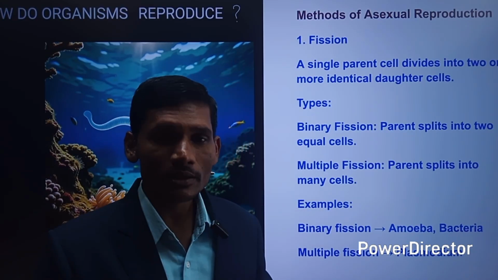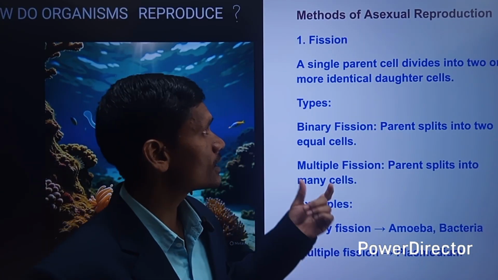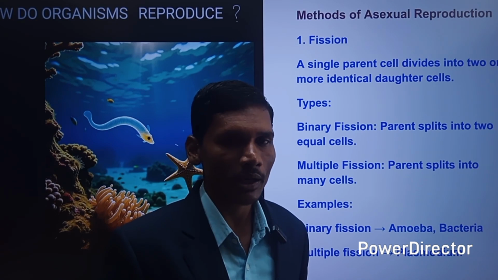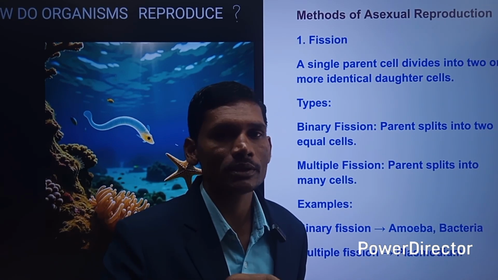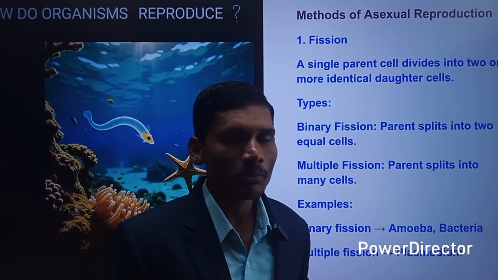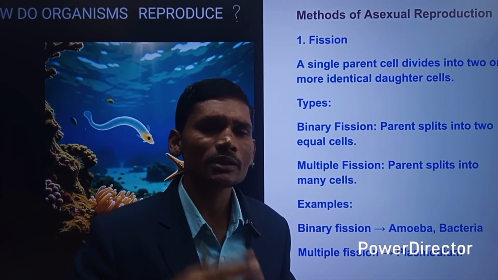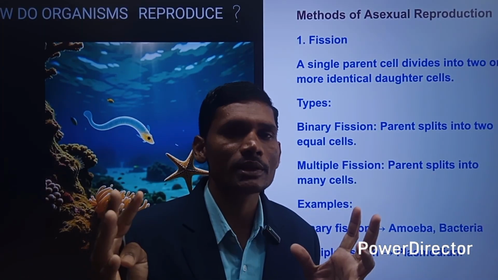Now, how does this reproduction take place? Different methods are there. The first method we are learning is fission. Say for example, if you take amoeba and bacteria, just one cell divides into two. That is called binary fission, becoming two cells, right? Amoeba or bacteria can be cut in any plane. If an amoeba is divided in any plane, it becomes two cells, right?